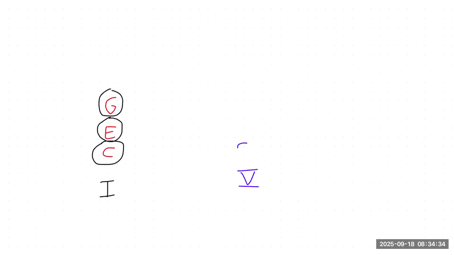So if G is chord 5, what's my chord? G, B, D, because chords are made up of notes that are skips apart. So G, B, D is my chord 5.